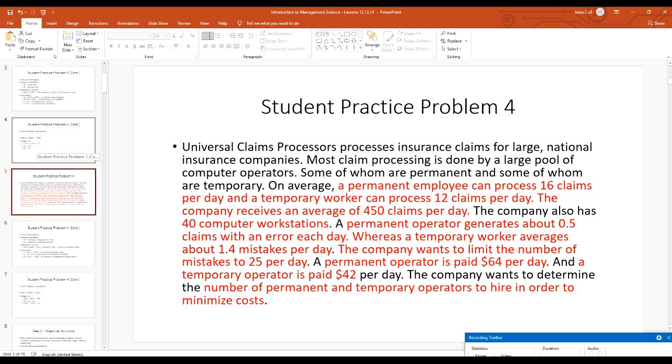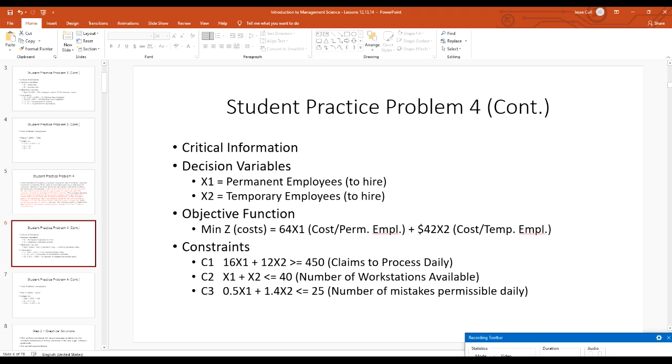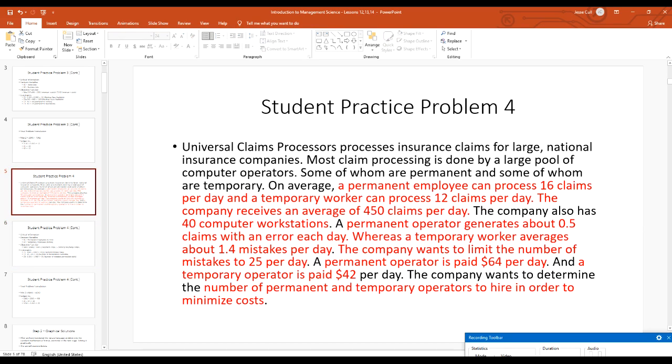So right here we see we're trying to minimize our cost at $64x1 and $42x2, which is the cost per permanent and temporary employee. In the last section, we begin looking at our constraints.